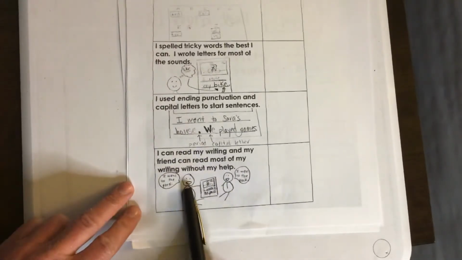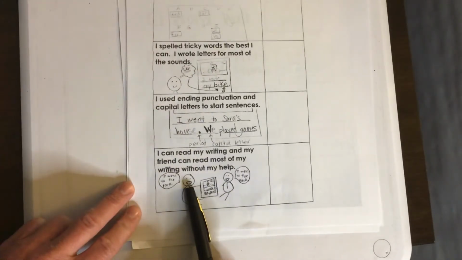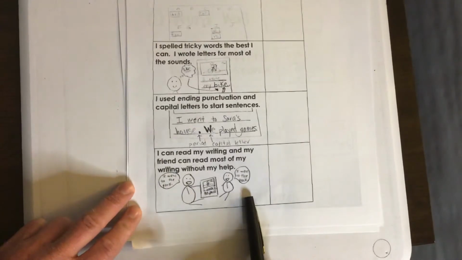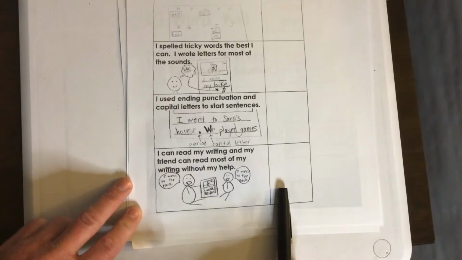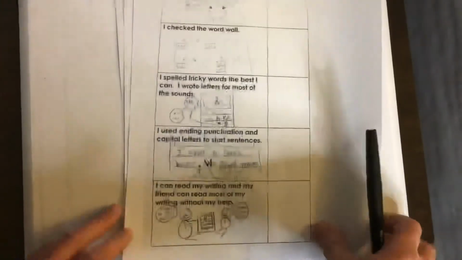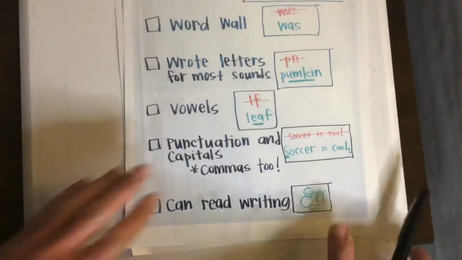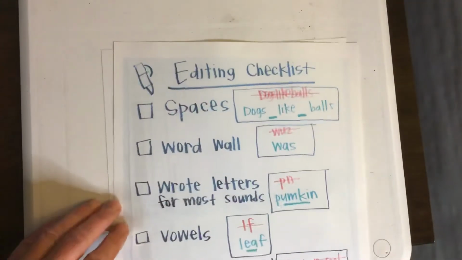And I can read my writing and my friend can read most of my writing without help. If you don't have a buddy around at home to read your writing with you, then you can just go ahead and read your own writing, and if you are able to understand it, you can check it off. This checklist looks a lot like this one. You can choose to use this one.